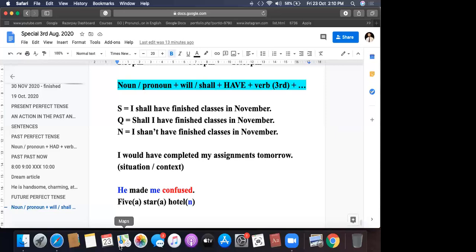Next. She will have been there. Will she have been there? She will not have been there. Good. Next. He will have cut the trees. Will he have cut the trees? He won't have cut the trees.